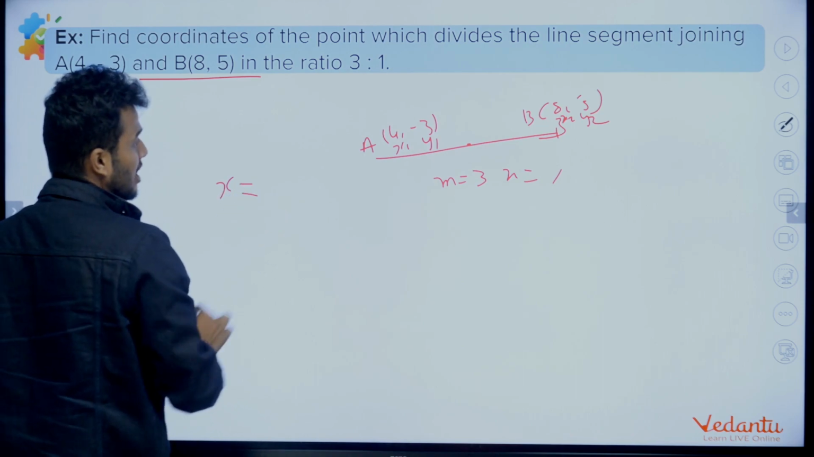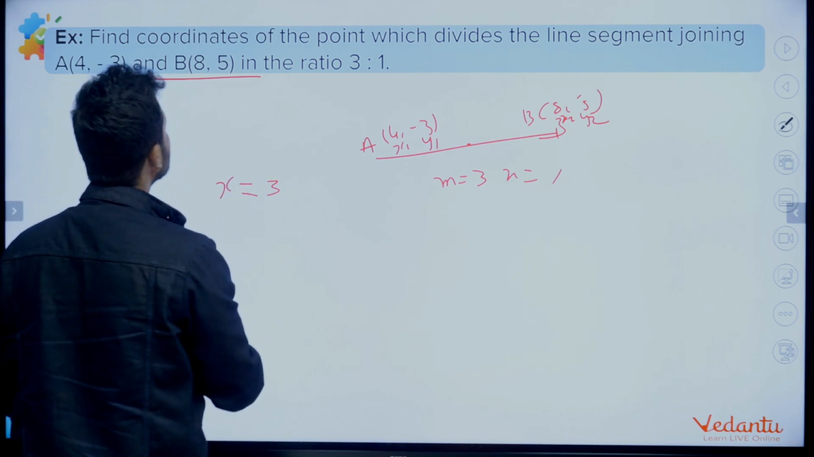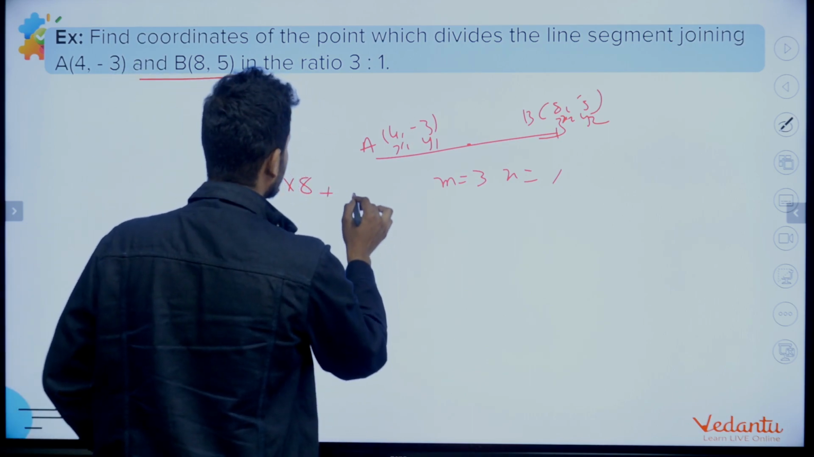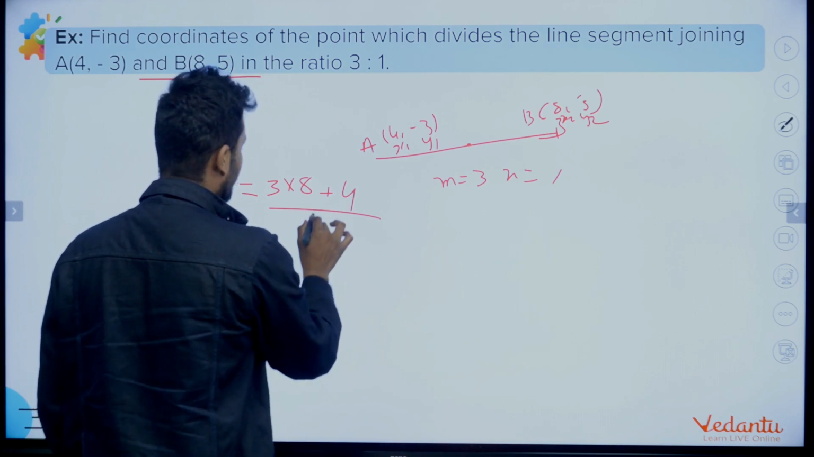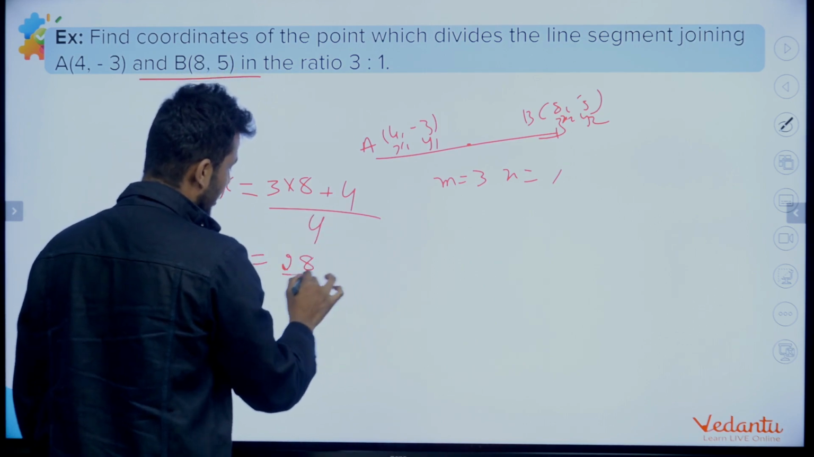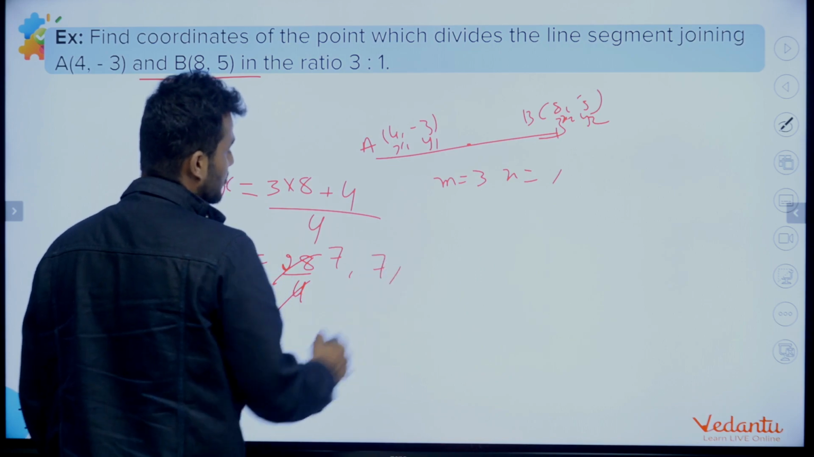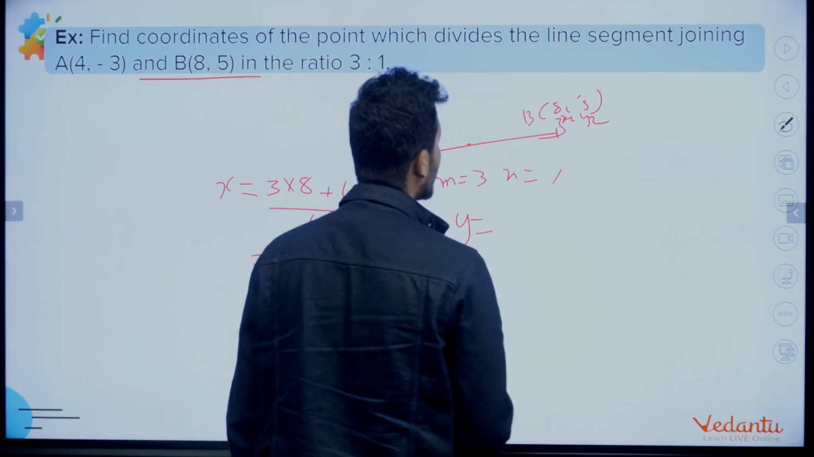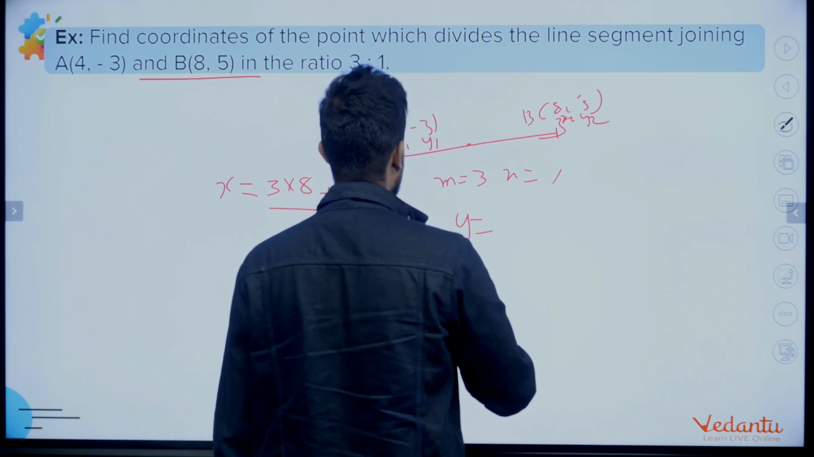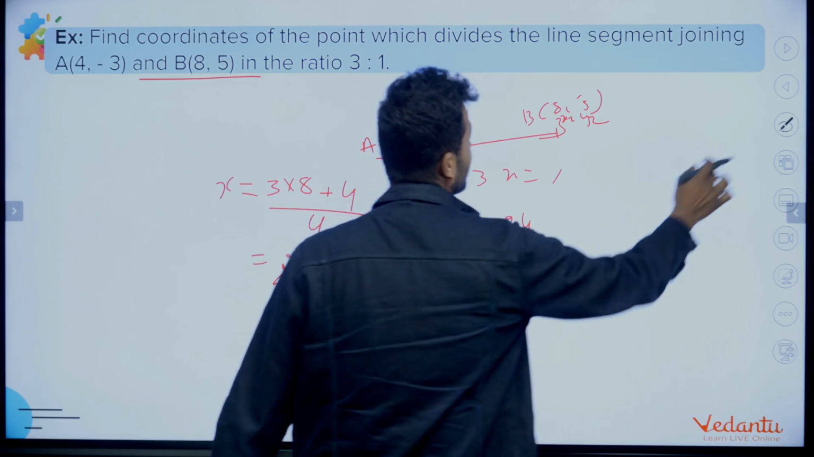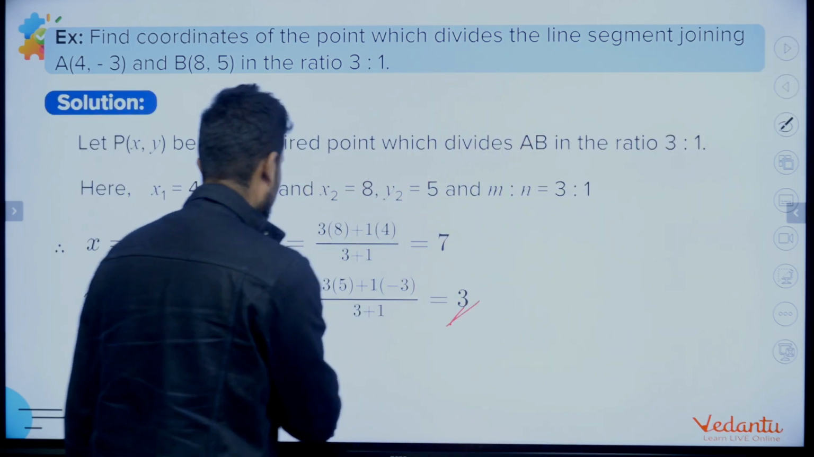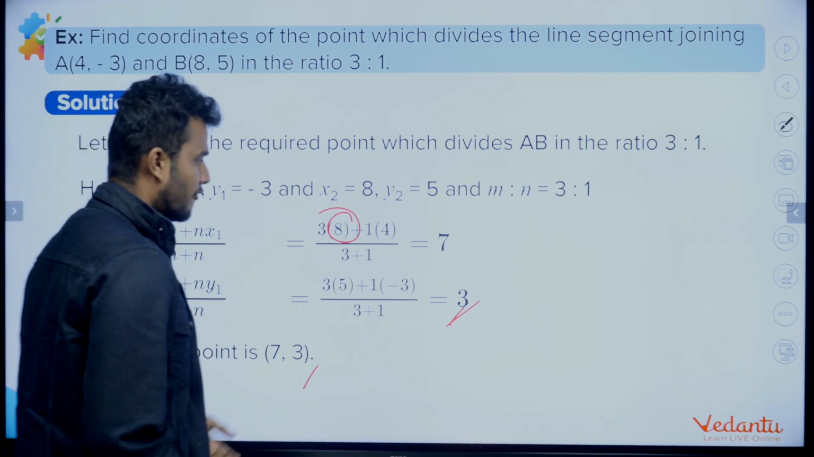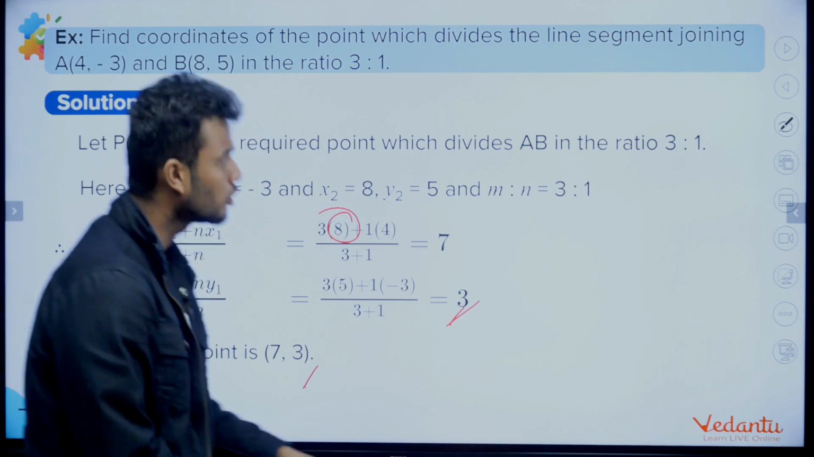X, we need to find mx2. 3 into x2. What is the value of x2 here? 3 into 8 plus nx1, which is 1 into x1, 4, divided by 4. 3 8s are 24 plus 4 is 28 by 4. 4 7s are 28. X value becomes 7. What about y? my2 plus ny1, with the same values. 3 into 5, that is my2 value. What are the coordinates here? Yes, 7, 3. Very simple. Okay, students, I hope it's clear. We don't have much time.